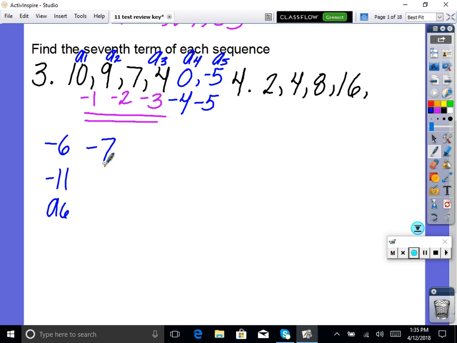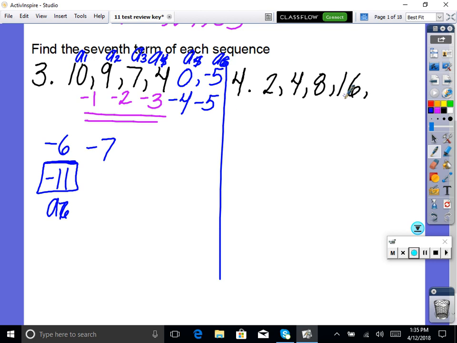Find the 7th term. A sub 1, 2. Oh, I skipped this. This is a sub 3. This was a sub 4, 5, 6. So this was a sub 7. Negative 11 would be our answer. So we just kind of had to do it the long way. That would be the only way we would be able to do it if it's not arithmetic or geometric.